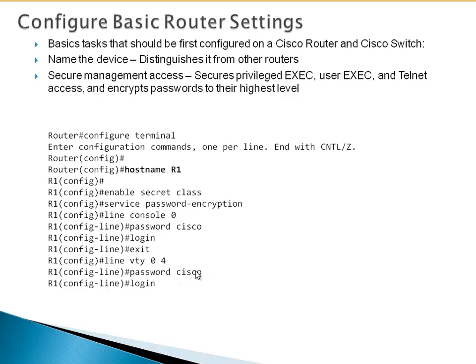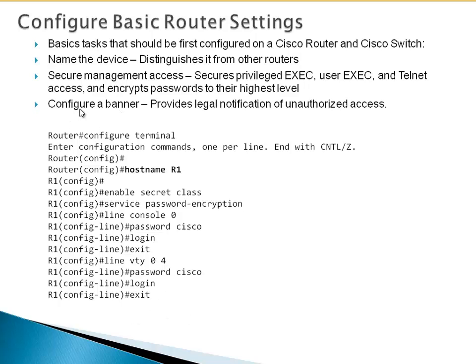Again, this password as well is unencrypted, but it will be encrypted if you have this command on. Exit to go to the global configuration mode, and again in the global configuration mode we can configure a banner. It provides a legal notification for unauthorized access. So next time somebody is trying to access your router, they will be shown that only authorized users are allowed, and non-authorized users will be prosecuted and so on.